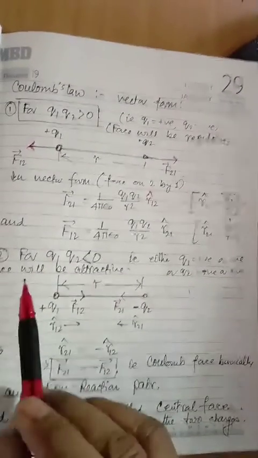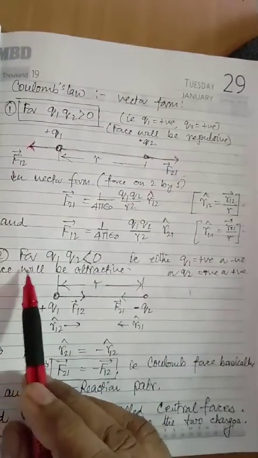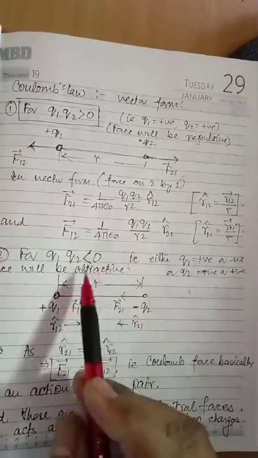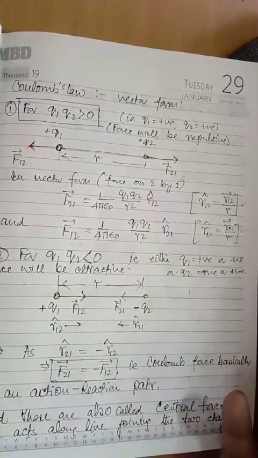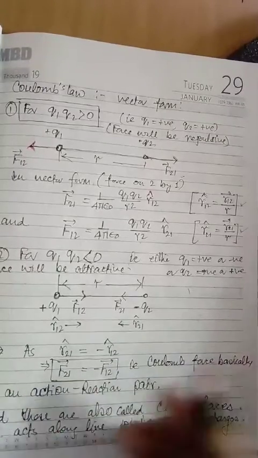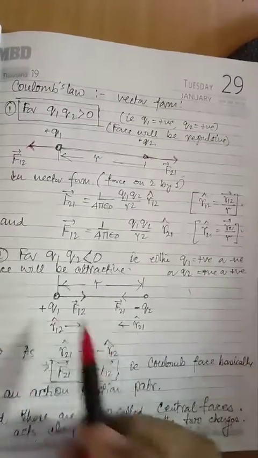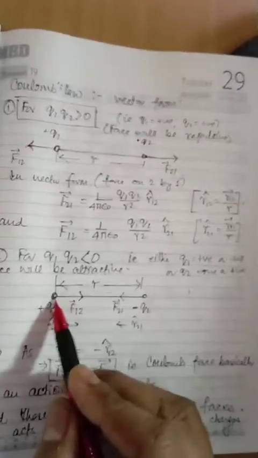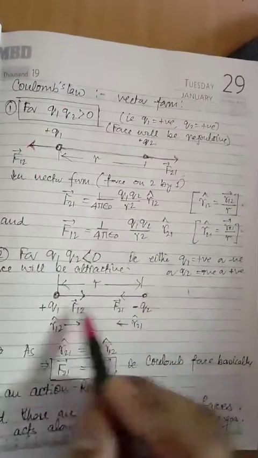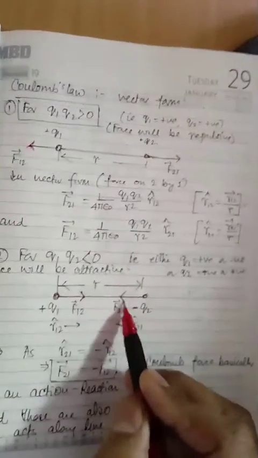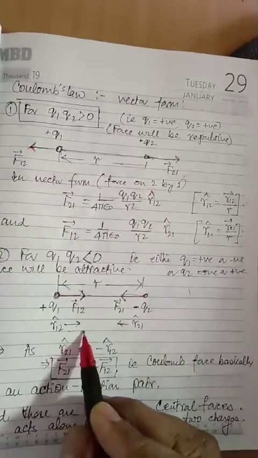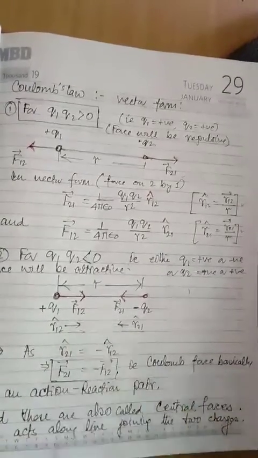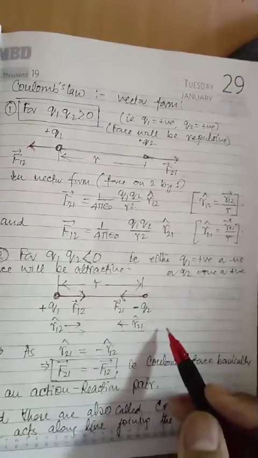So the second condition is when Q1 Q2 is less than 0: either Q1 is positive and Q2 is negative, or Q2 is positive and Q1 is negative. Then the force will be attractive, and the diagram will be in such a manner. Here, the distance vector r12 is in this direction and r21 in this direction. Then it will be an attractive force.